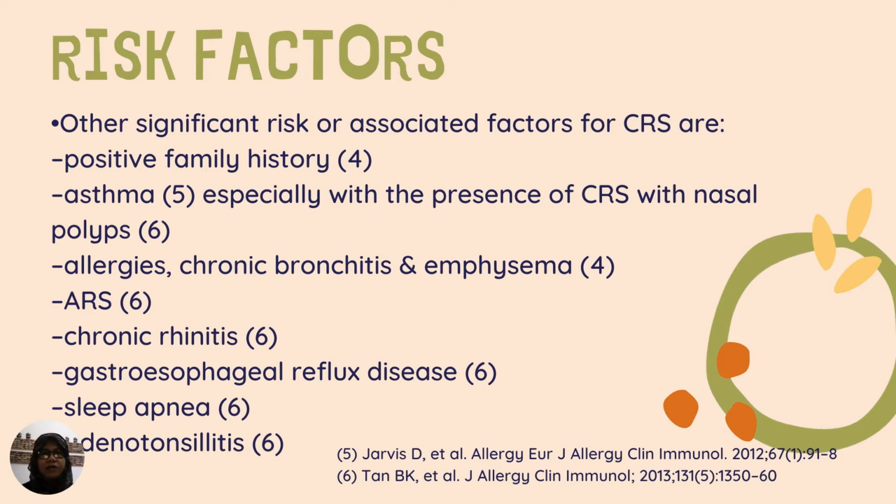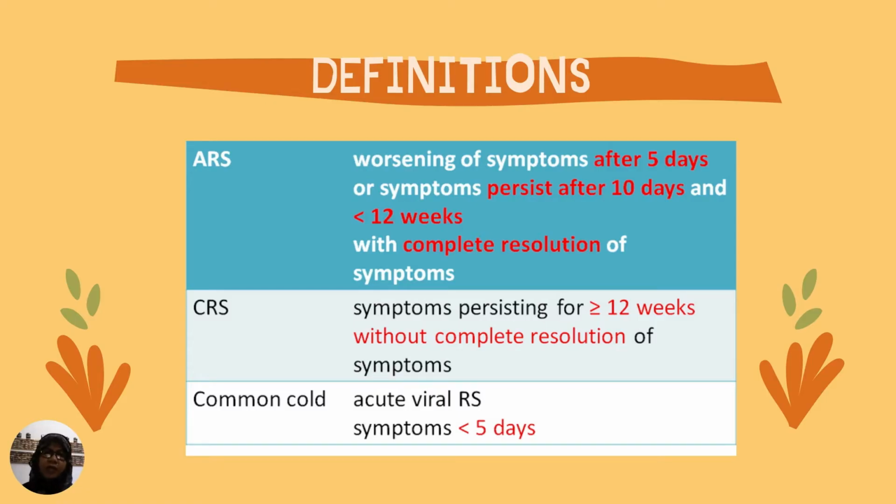Other risk factors of chronic rhinosinusitis include family history, history of atopic illnesses like asthma, history of allergies, bronchitis, emphysema, nasal polyps, chronic rhinitis, history of acute rhinosinusitis, GERD, sleep apnea, and also adenotonsillitis. We need to get our definitions correct because it will help us in diagnosing and also managing the patient.